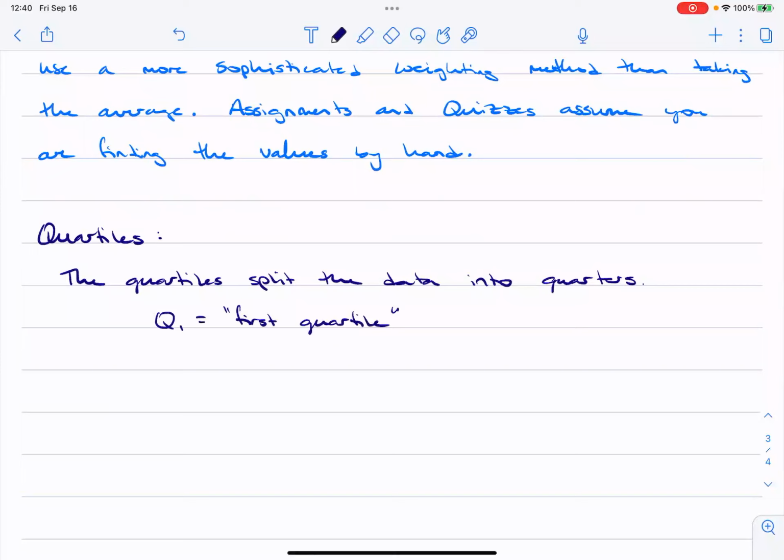Which has 25% of data below it, 75% above.